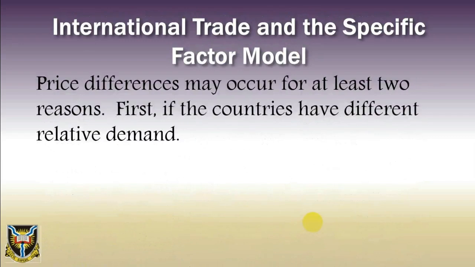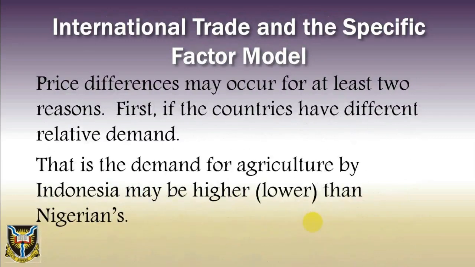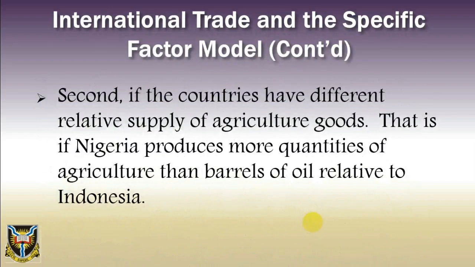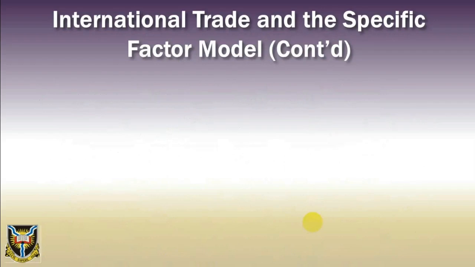First, if the countries have different relative demand, that is, the demand for agriculture by Indonesia may be higher than Nigeria's. Second, if the countries have different relative supply of agricultural goods, that is, if Nigeria produces more quantities of agriculture than barrels of oil relative to Indonesia.